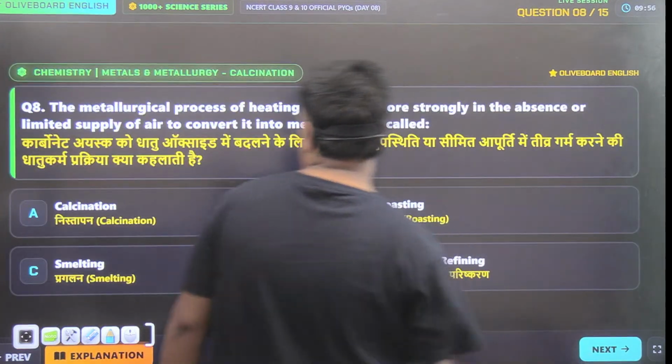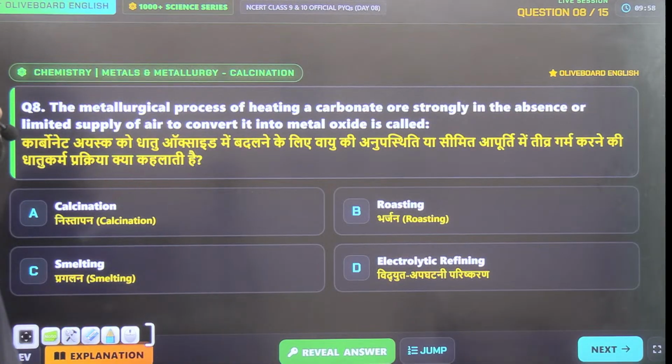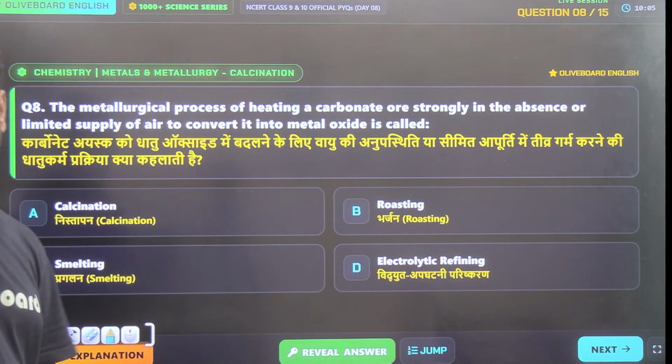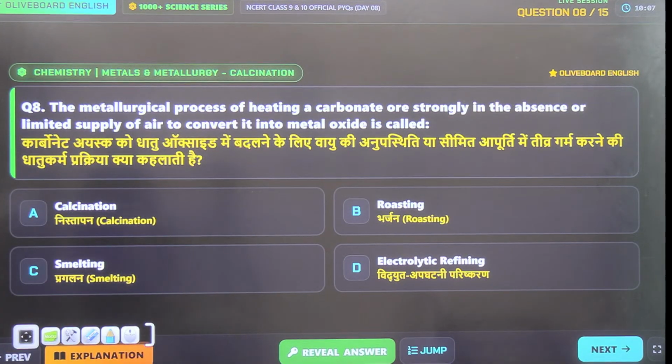That's done. Next is, the metallurgical process of heating a carbonate ore strongly in the absence or limited supply of air to convert it into the metal oxide is called what? For calcination, we go for carbonates, right? And guys, for roasting, we go with sulfides. So what do you think should be the correct answer in this case? Answer please.